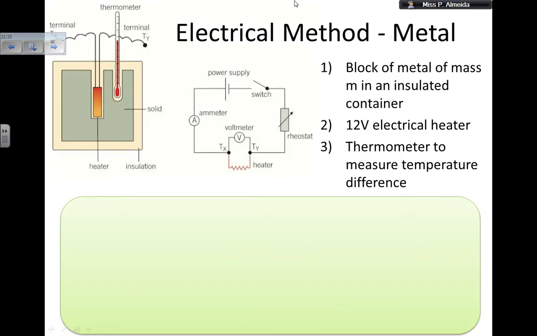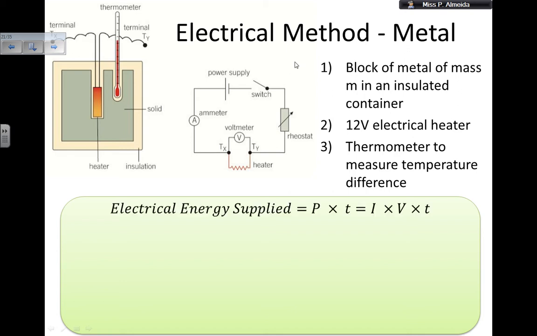The second way is the electric method using a metal. So I have a block of metal, okay, with a certain mass. I think that we are going to assume the mass is 1 and is insulated, so you want to avoid as much heat as possible going to the outside. I have a 12-volt electrical heater, okay, so here it is, and then I have a thermometer to measure the temperature difference. So due to electricity, the heater is going to transfer heat to my solid, okay, to my metal.